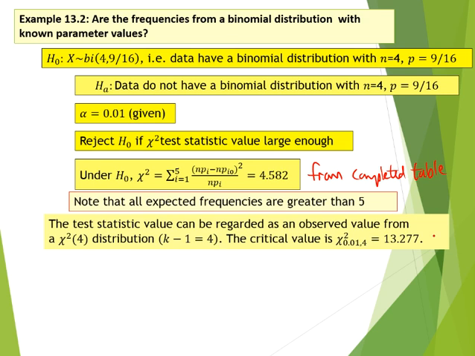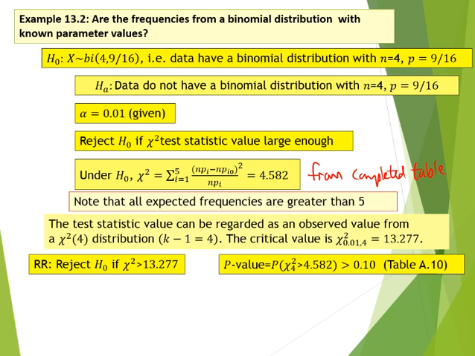Critical value is that. So your rejection region is if it's larger than 13.277, or if your p-value is smaller than the given significance level. There's a mistake here. The alpha was 0.01, so this must be 0.01. You will reject.